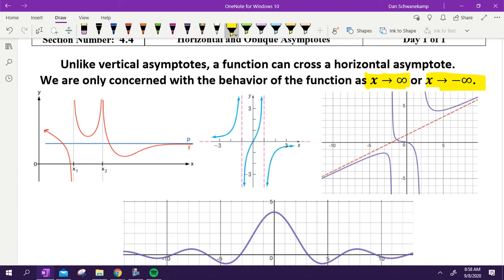Okay, so if you look at this first example up here, as I go further and further to the right, I get closer and closer to that blue line. It looks like that blue line as I go further that way. That makes it a horizontal asymptote. Okay, same thing on this graph. As I go this way, I'm getting closer and closer to that dash line. As I go that way, I'm getting closer and closer to that dash line. That's a horizontal asymptote. What kind of asymptote does this third graph have?